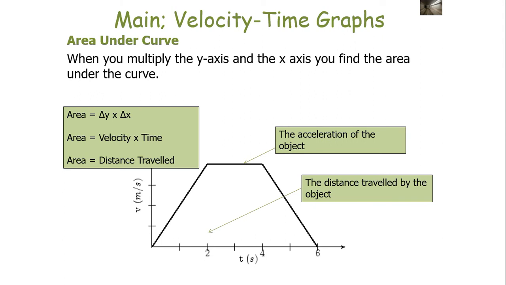Now, the other thing you've got to be aware of is you can work out an area under a curve by doing the y-axis multiplied by the x-axis. So in this case, the area under the curve is the velocity times the time, which is the distance travelled by an object.